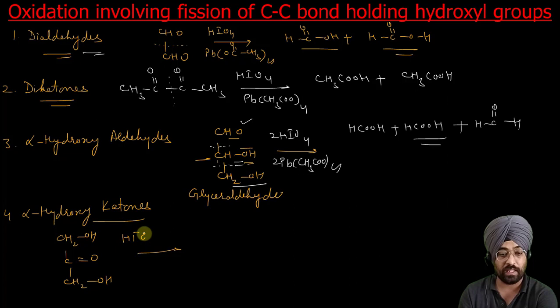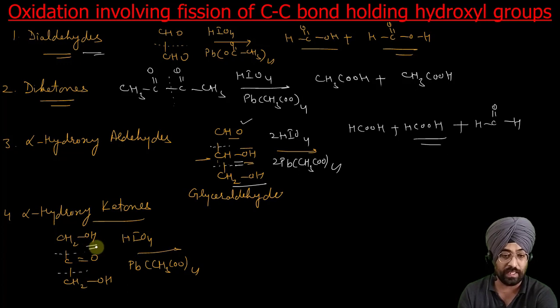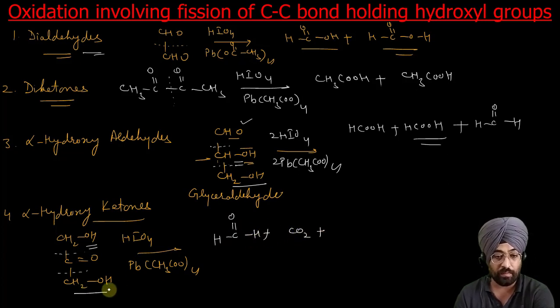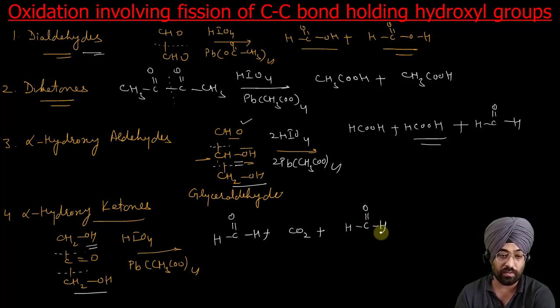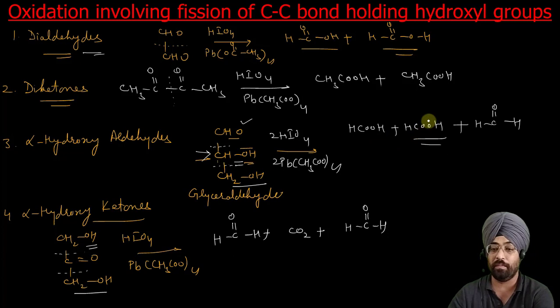This upon reaction with HIO4 or lead tetraacetate, both can do the cleavage. Again, this bond as well as this bond will be cleaved. Now CH2OH is a terminal alcohol, so it is converted to aldehyde. This C double bond O gets converted to carbon dioxide. This terminal alcohol gets converted to aldehyde. So terminal alcohols get converted to aldehydes, whereas internal alcohols get converted to acids. So you have to remember this.